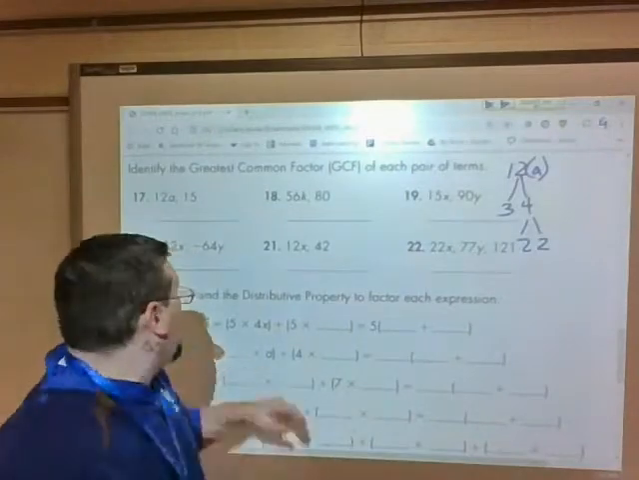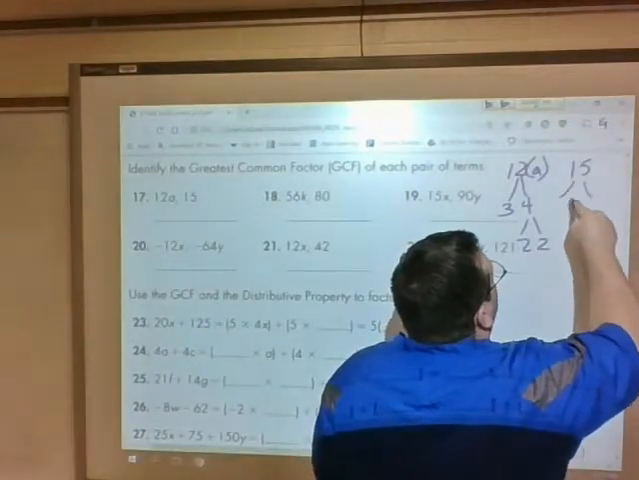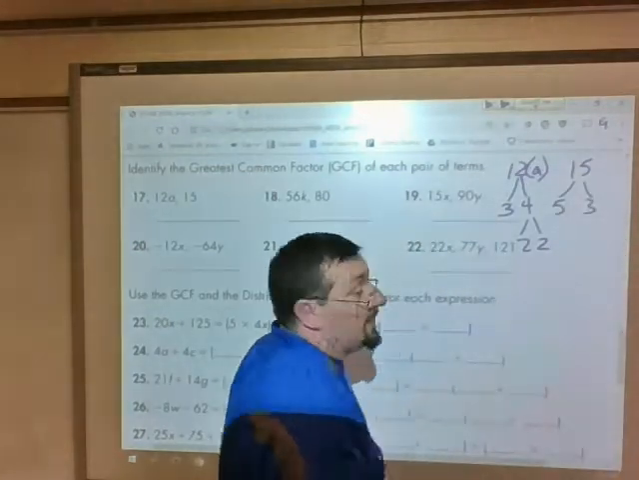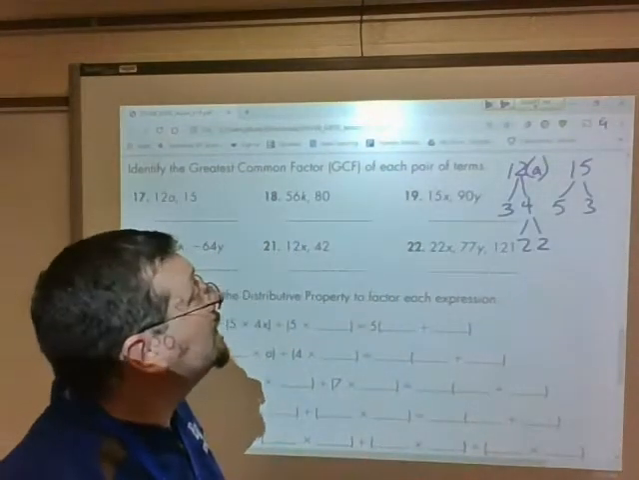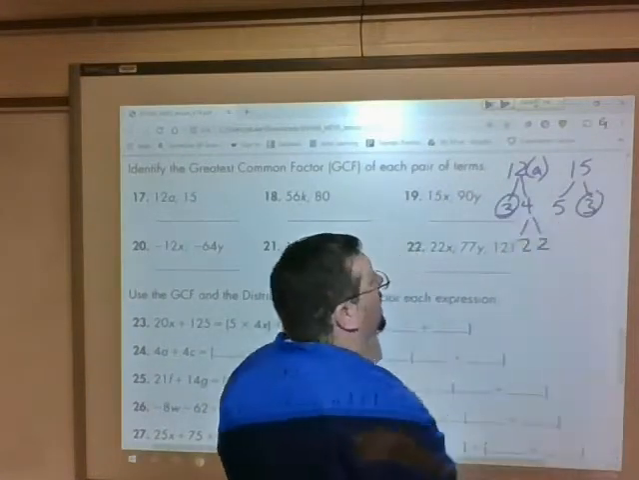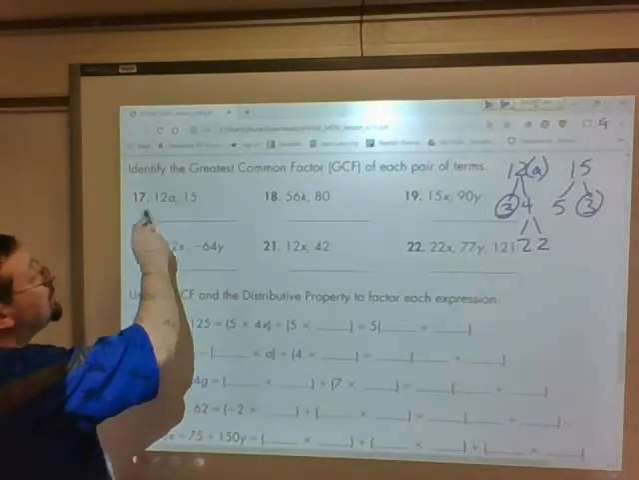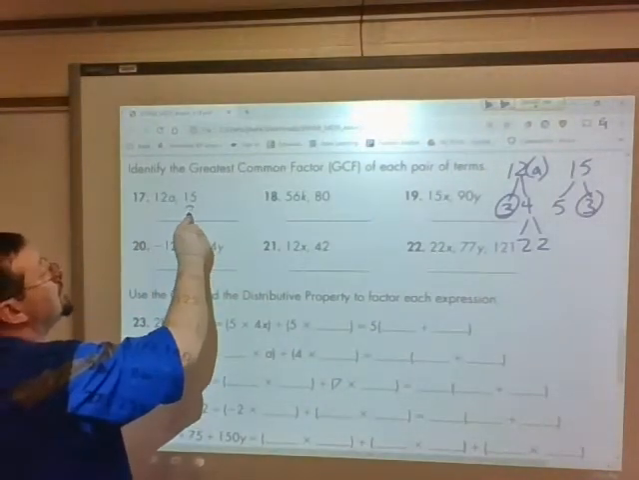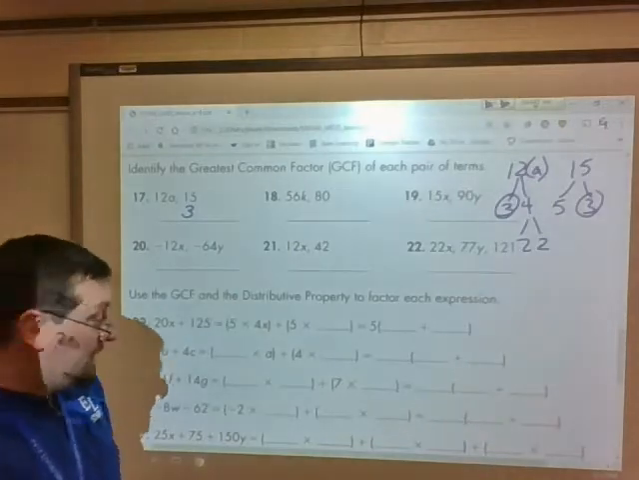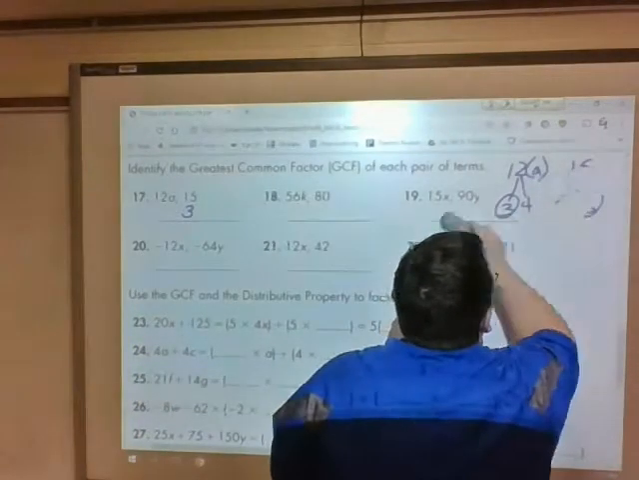Let's take a look at 15. When I factor 15, it's just 5 times 3. 5 and 3 are both prime, so I don't have to take it any further. So what are my common factors? My 3s. So what's the greatest common factor of 12a and 15? Simply 3. Let's go ahead and try another one here. A little more difficult. Let's jump over to 19.